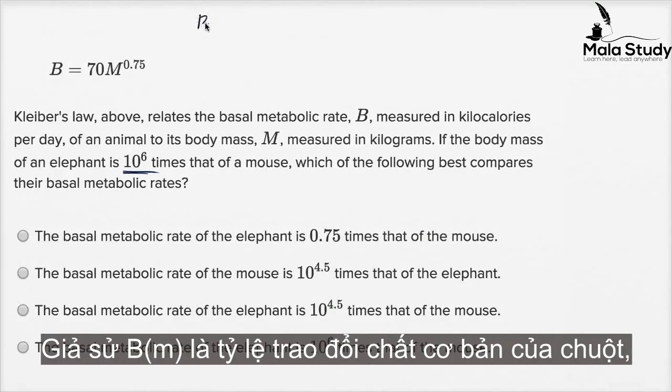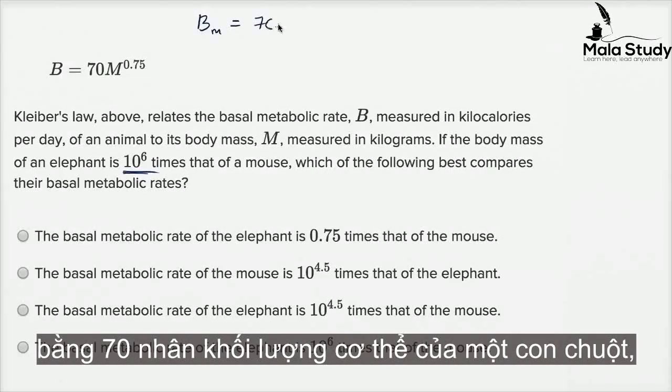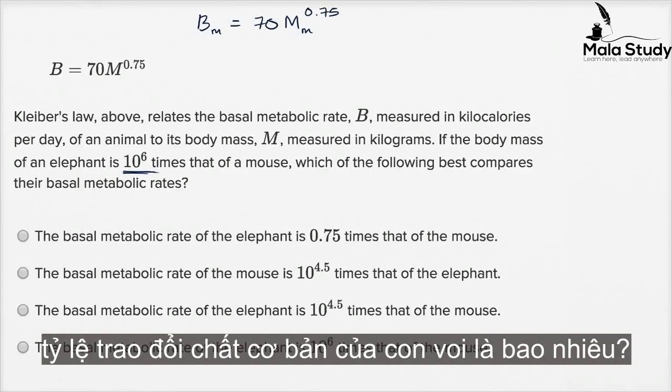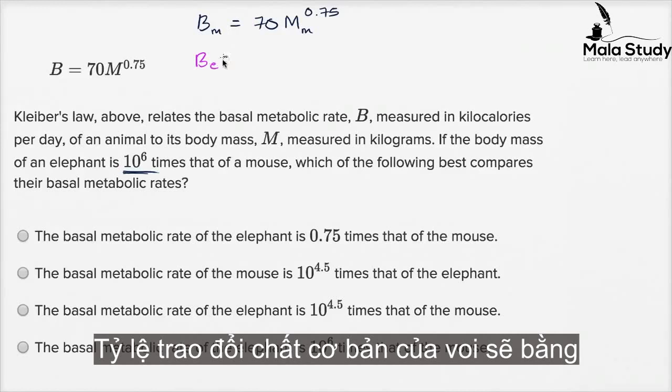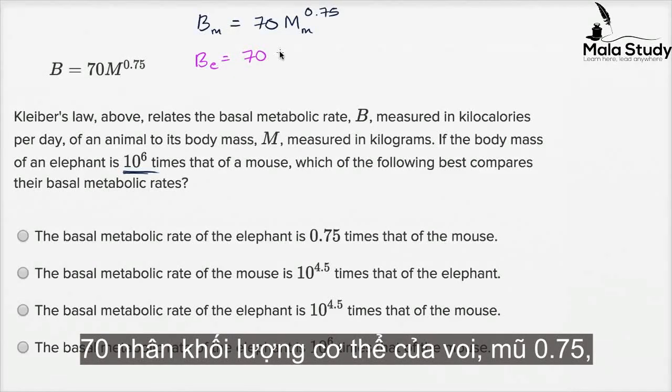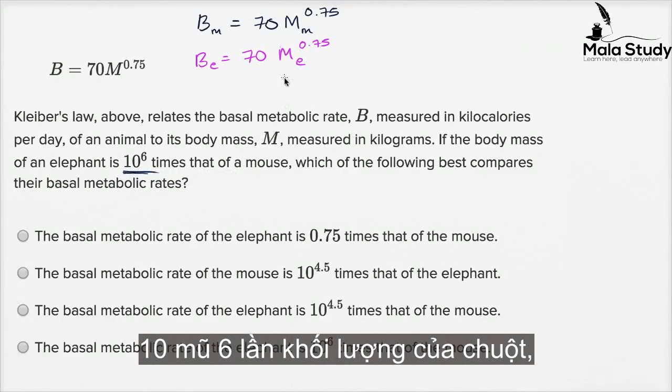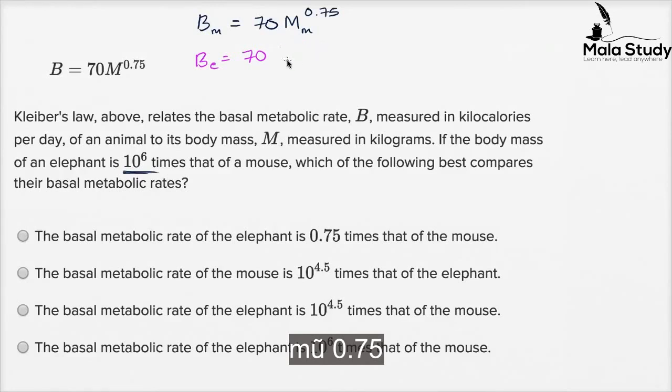So let's say B sub lowercase m, the basal metabolic rate of a mouse, is equal to 70 times the body mass of a mouse, that's why I wrote the subscript lowercase m for mouse, to the 0.75. Now, based on that, what's going to be the basal metabolic rate of an elephant? Well, it's going to be 70 times the mass of an elephant to the 0.75 power, but we know that the mass of an elephant is 10 to the sixth times that of a mouse. So instead, I could write 10 to the sixth times the mass of a mouse to the 0.75 power.